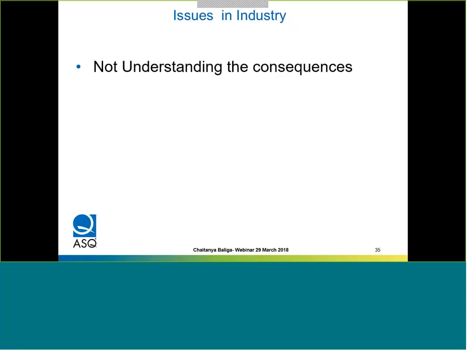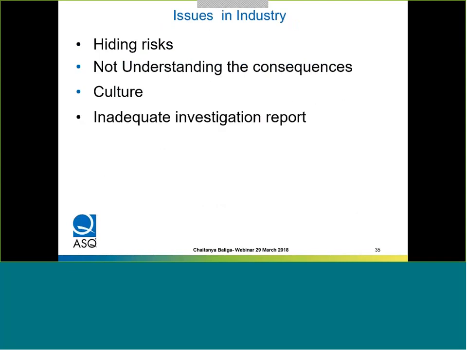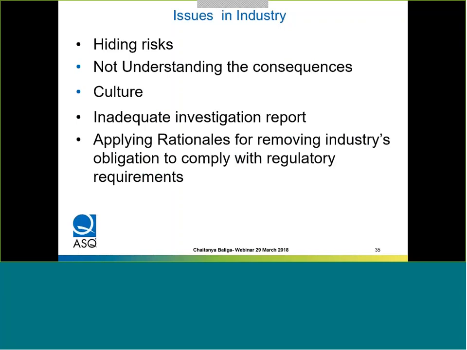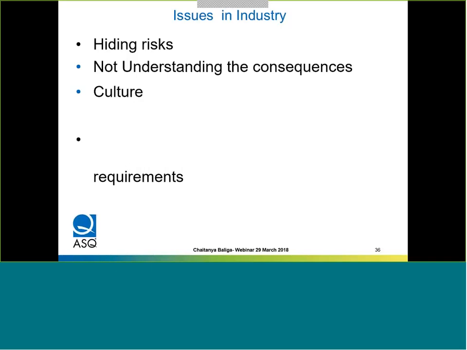What are the issues in industries? Hiding risk, not understanding the consequences, and also the culture. And inadequate investigation reports. When we investigate our non-conformance reports, we are not really managing the risk through that process. Applying rationales for removing industry's obligations to comply with regulatory requirements. And this is very important, especially in cybersecurity areas, where we recently saw what's happening with Facebook. And these rationales have to be understood and really put forward so that the customers are not impacted, or even our internal customers are not impacted.